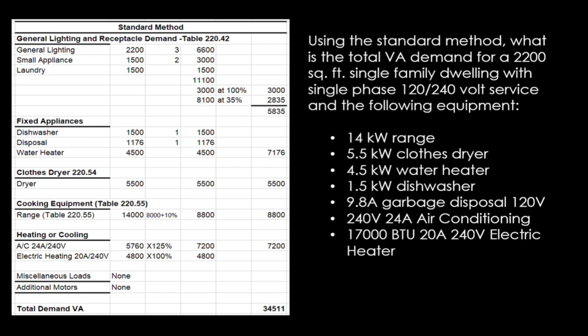And then we take a look at our clothes dryer based off of 220.54. And that is 5,500 watts. Well, 5,500 is larger than 5,000, so we'll use the nameplate value in this case, 5,500 watts.